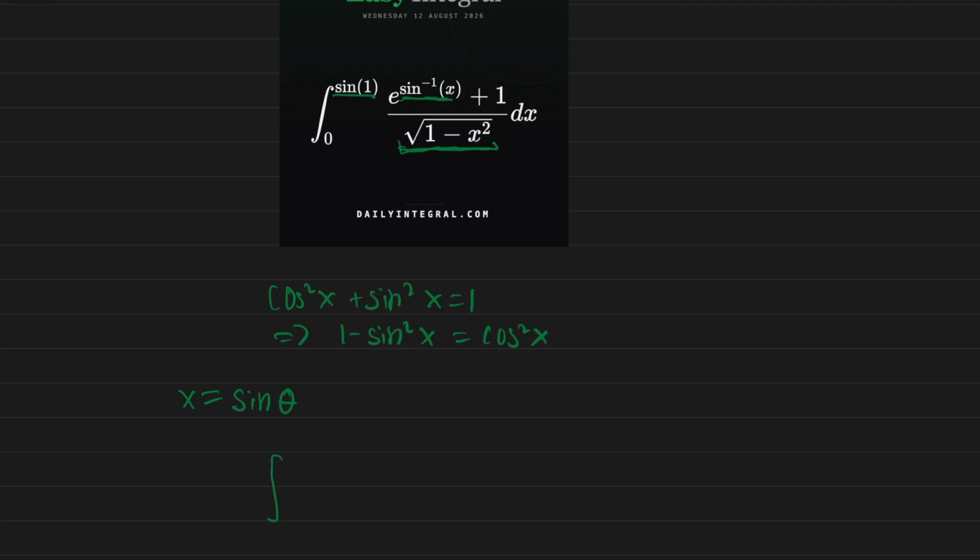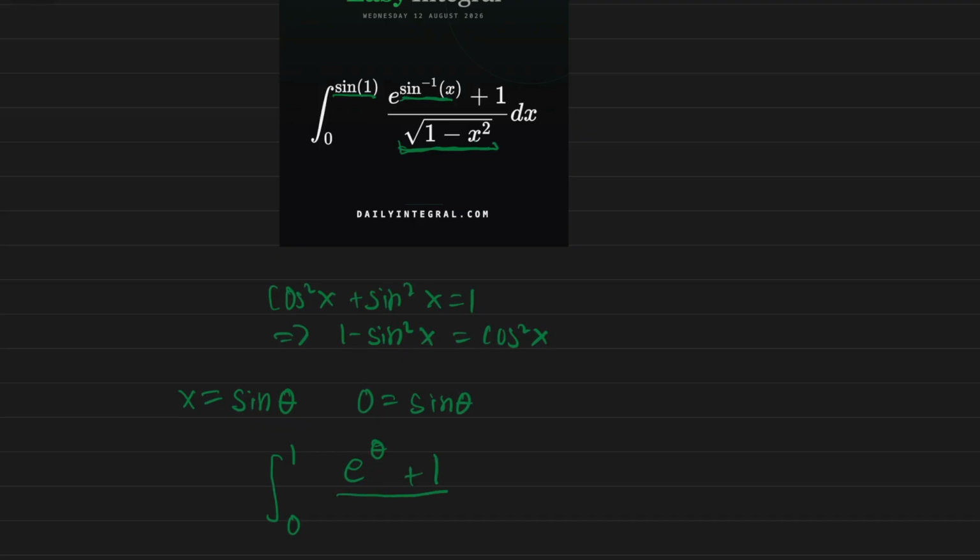So we'll have the integral. Now we need to switch our bounds. But remember, we're looking in terms of x. So we have 0 equals sine theta. So this means theta is from 0. Then on top, we have sine theta is equal to sine of 1. We have sine inverse of sine theta, and that's just going to leave theta.